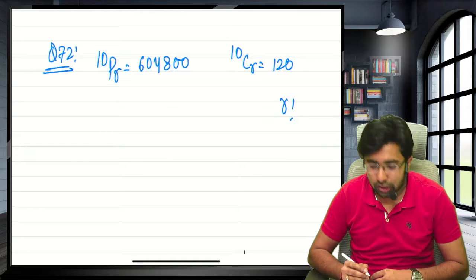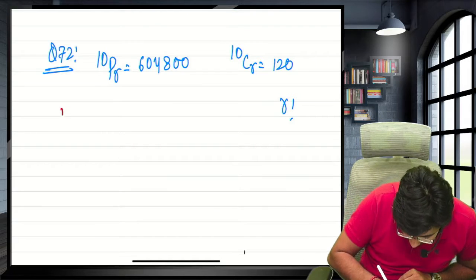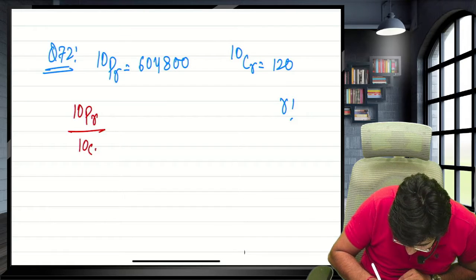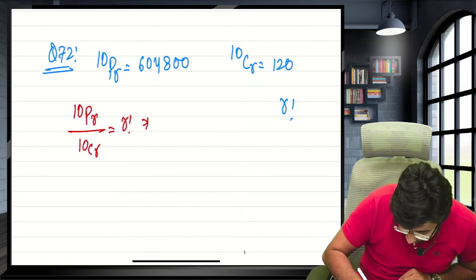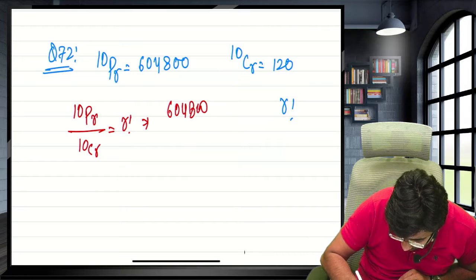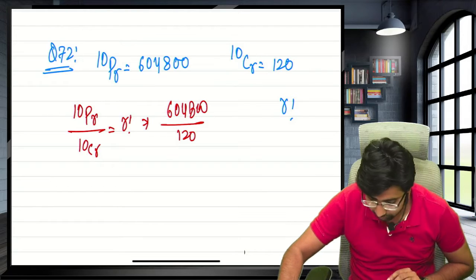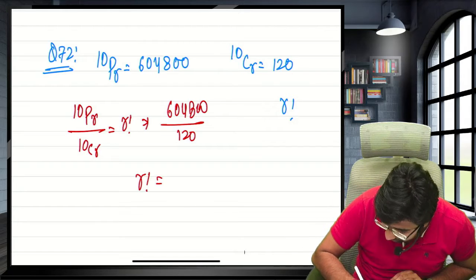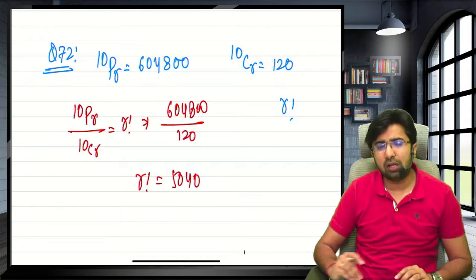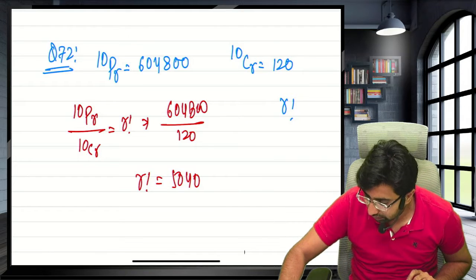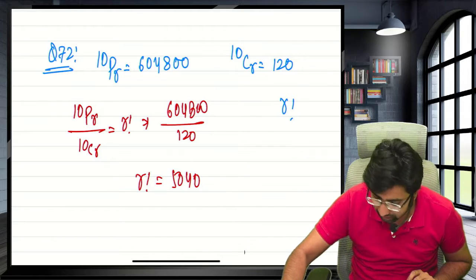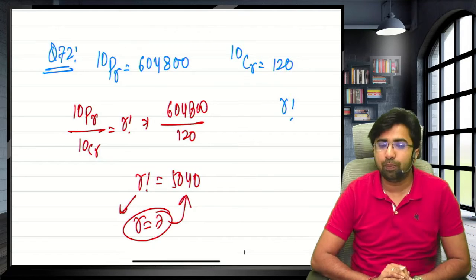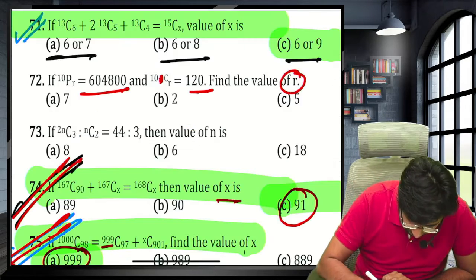And we know the ratio of nPr upon nCr. 10PR upon 10CR is equal to r factorial. So this will be 604,800 divided by 120. Guys, this is r factorial is equal to 5040, and we all know this is 7 factorial, I think. 720 is 6 factorial, into 7, how much? Yes. Sir, here r will be equal to 7 because 7 factorial gives us 5040.